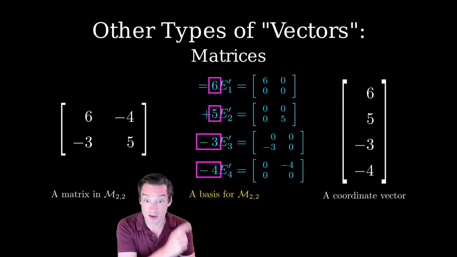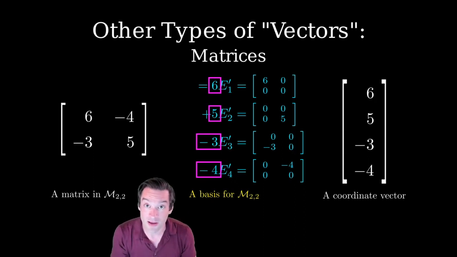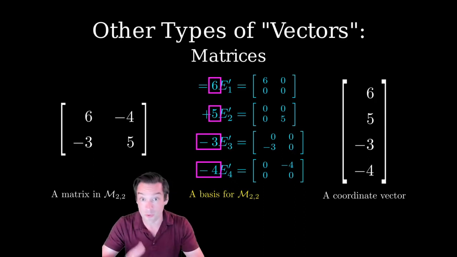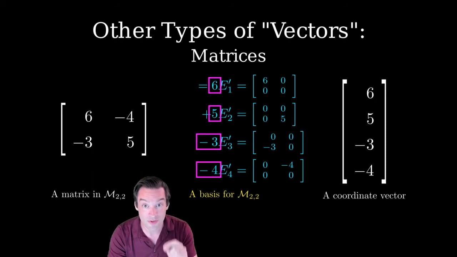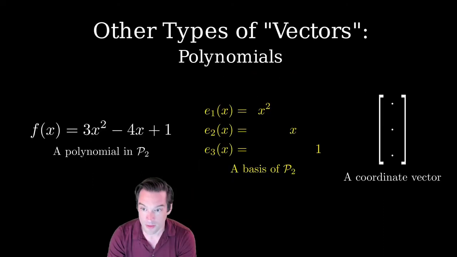Because if you just come up to me on the street and hand me a coordinate vector, I'm not going to necessarily know how to relate that coordinate vector back to something that's contextual, back to something that's meaningful, unless you also tell me what is the basis on which I have defined my coordinates. And if it works for matrices, it's going to work for polynomials as well.